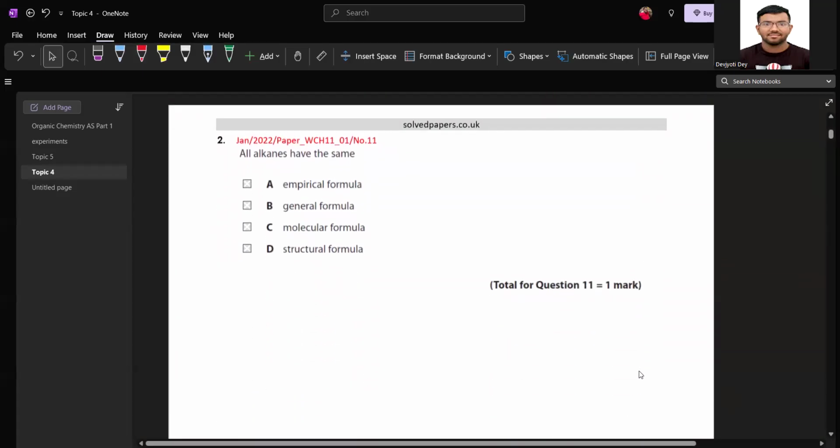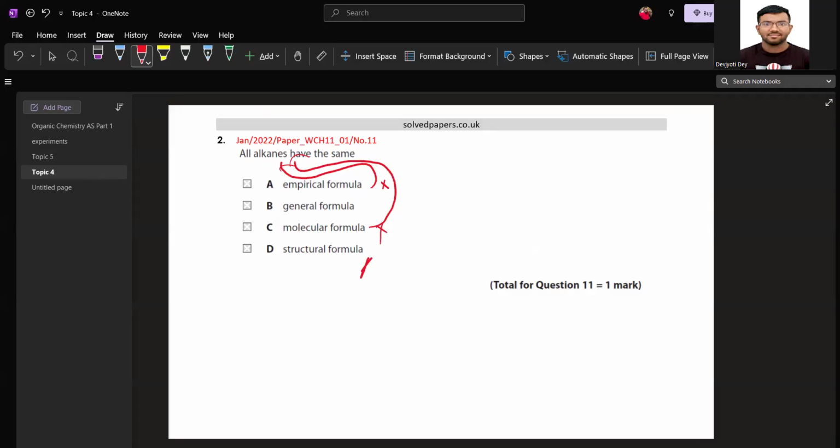All alkanes have the same empirical formula, general formula, and structural formula. Okay. First of all, you need to understand this. The empirical formula is not the same for all the alkanes because the molecular formula is not the same, right? So A and C are out of our options. This leaves the structural formula and general formula.